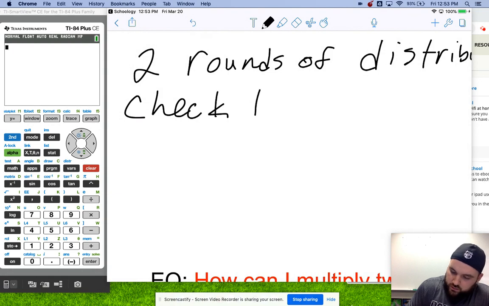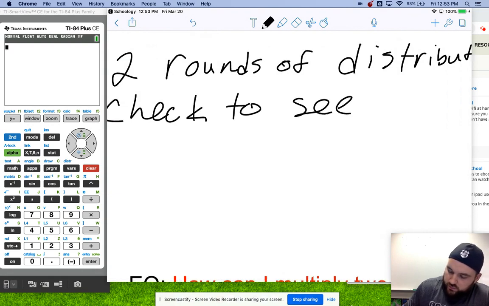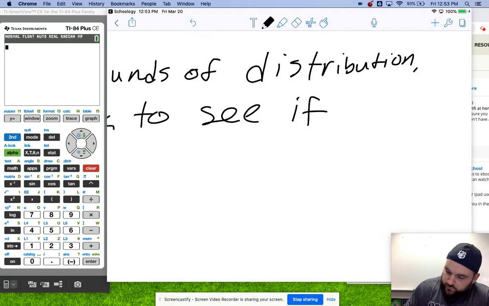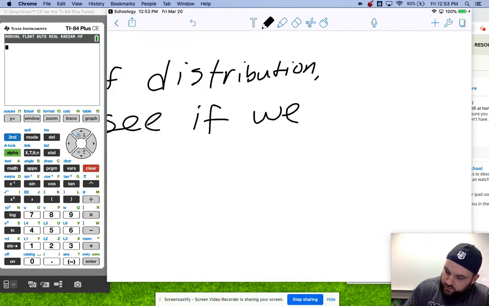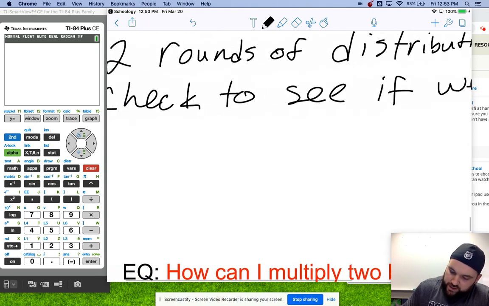Check to see if we can combine like terms.